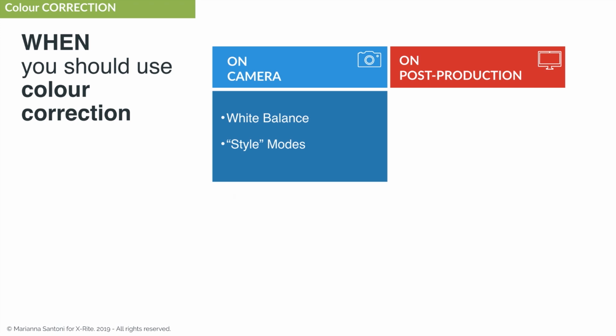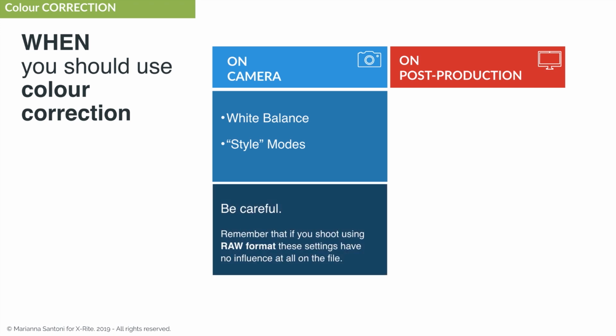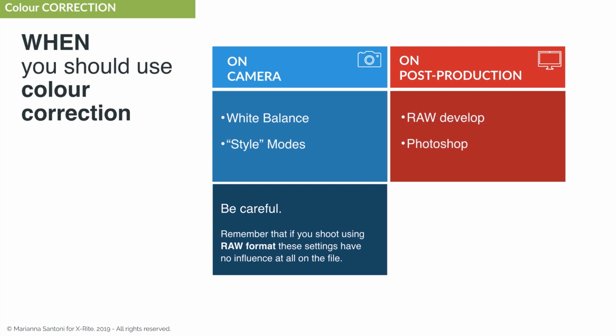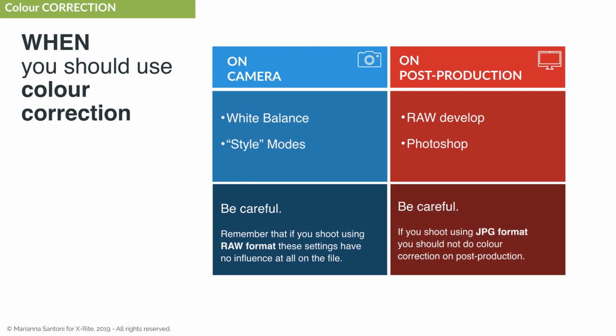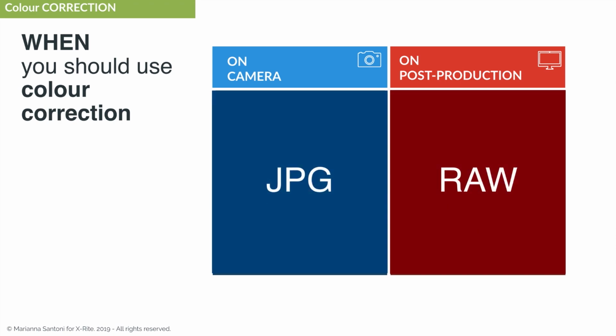Each of these is designed to give your files a special appearance, adjusting color saturation, balance in some cases, sharpening and contrast. But remember that in any case, they have effect only on your JPEG and not on your RAW files. On post-production, you can change colors during the RAW conversion and with Photoshop. But be careful. If you shoot using JPEG format, you should not do color correction on post-production. If you need to do it, this means that you are not setting the camera properly and you are using the JPEG files in a wrong way.